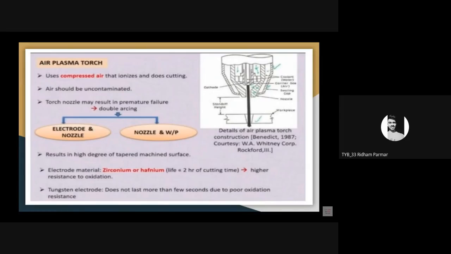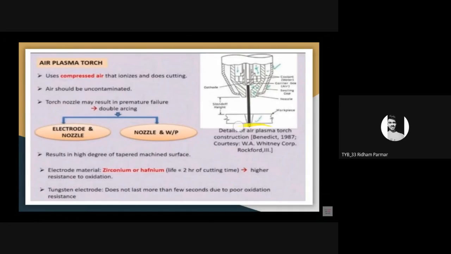Zirconium or hafnium, which give an electrode life of up to 2 hours of cutting time, are used as electrode material in this case because of their high resistance to oxidation. Because of poor oxidation resistance, a tungsten electrode does not last for more than a few seconds. To avoid oxidation of the electrode, or to enhance the life of the electrode, the oxygen injected torch is used.